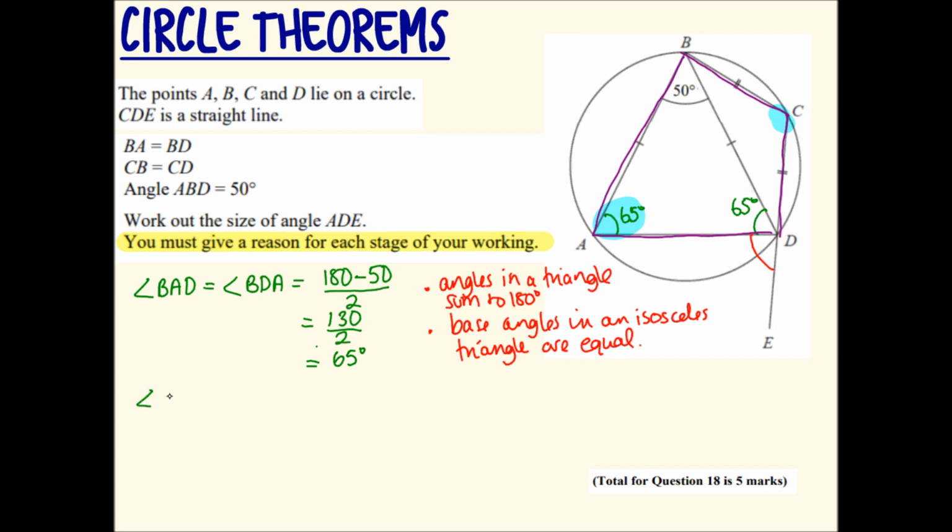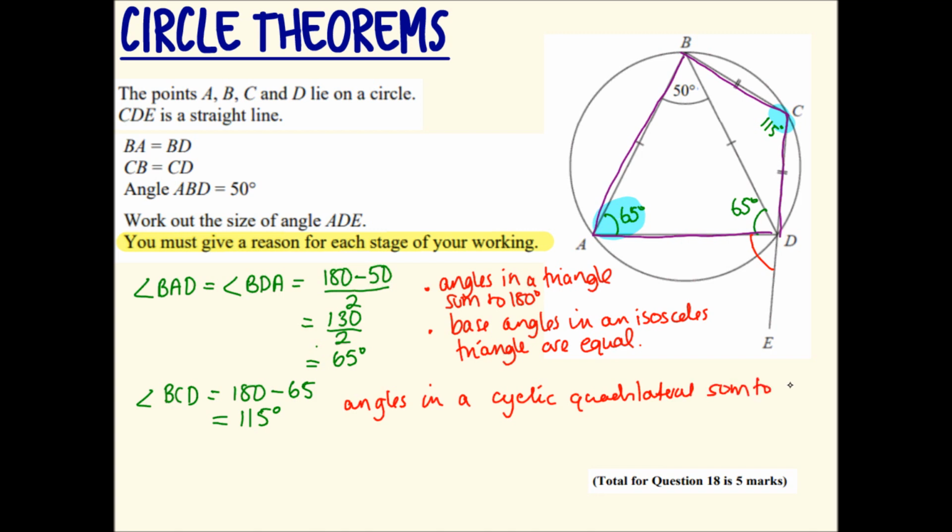So we can now say that angle BCD is equal to 180, take away that 65 degree angle, which is going to leave us with 115 degrees, which again we can mark onto the diagram, and we need to give that reason. So our reason was opposite angles sum to 180 degrees. Sorry, that should say opposite angles.